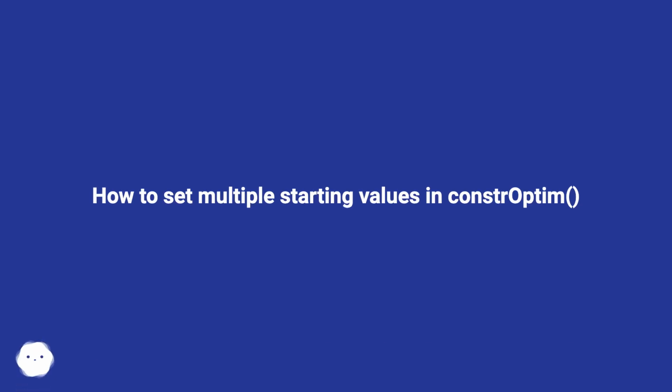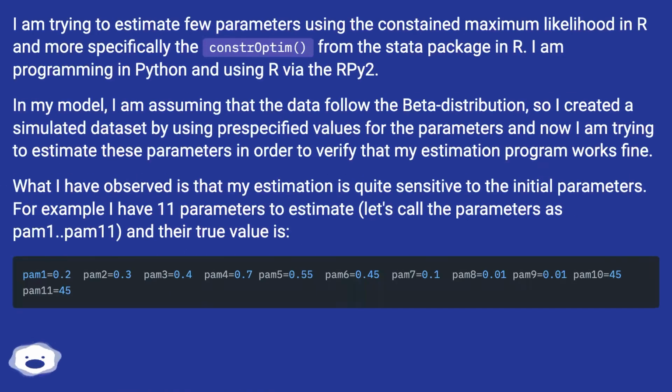How to set multiple starting values in constrOptim. I am trying to estimate a few parameters using the constrained maximum likelihood in R, and more specifically constrOptim. From the stats package in R, I am programming in Python and using R via rpy2. In my model, I am assuming that the data follow the beta distribution.